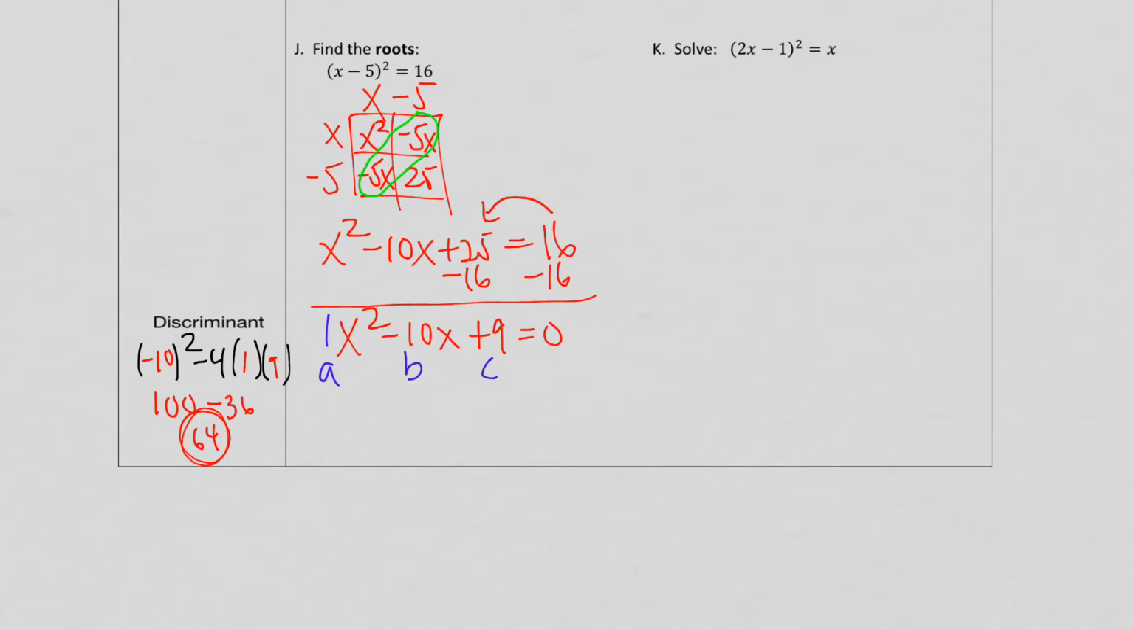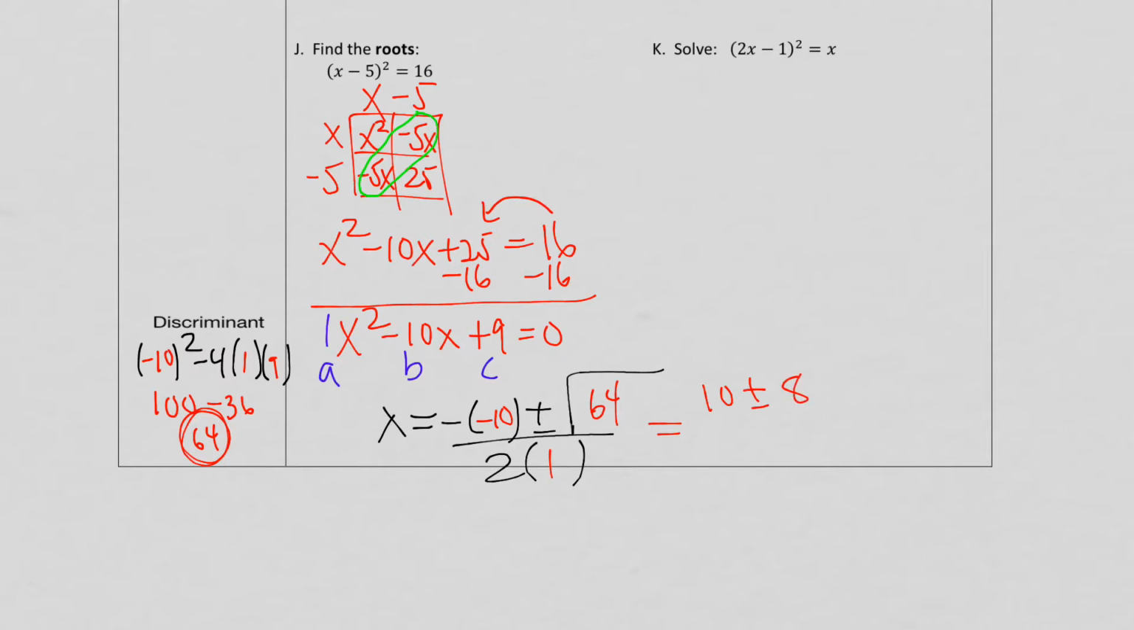But using the formula for today, x equals negative b plus or minus the square root of the discriminant all over 2a. In other words, x equals negative b is negative 10, so that goes there, negative 10, plus or minus the discriminant, which we found over on the left to be 64, all over 2 times a, which is 1. This becomes 10 plus or minus 8, because the square root of 64 just is 8, all over 2.